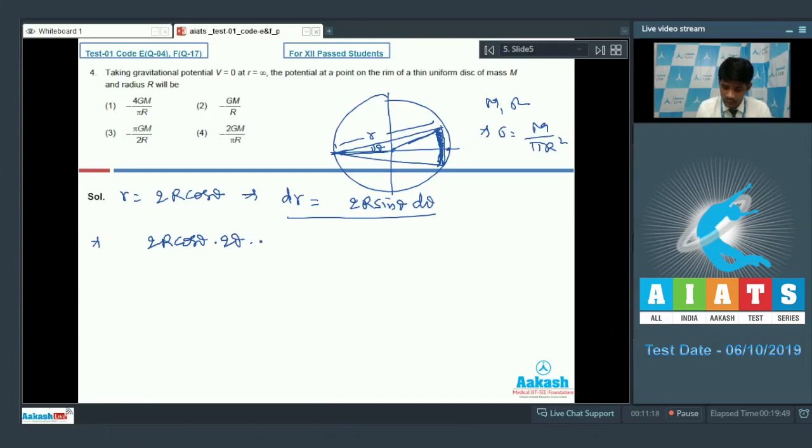This width being dR, it is 2r sin theta d theta, and the mass of this much of the portion would be, this is the area here, sigma into this much, this is the total mass dm. Divide dm into G, divide by R. R is 2r cos theta with the negative sign. This will be the potential because of this much of the circular segment at this point.